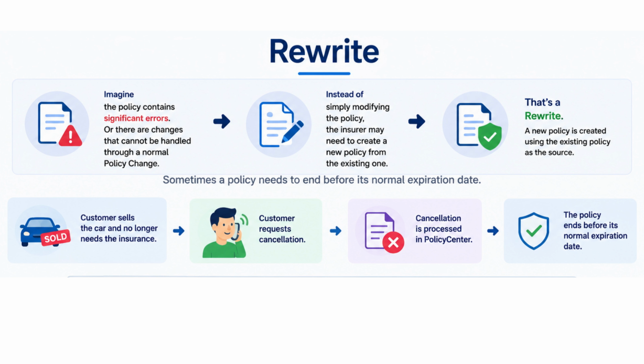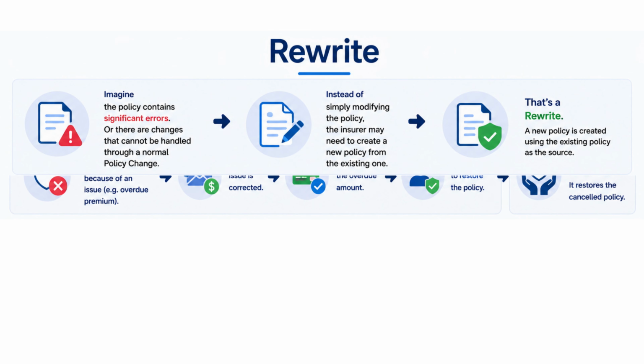That's the key difference. All right, let's jump into another part of the policy lifecycle. Now, let's say the policy was canceled because of an issue such as overdue premium. Later, the issue is corrected. The customer pays the overdue amount, and the insurer agrees to restore the policy. Do we create a brand new policy? No. We use reinstatement. Reinstatement restores the canceled policy.